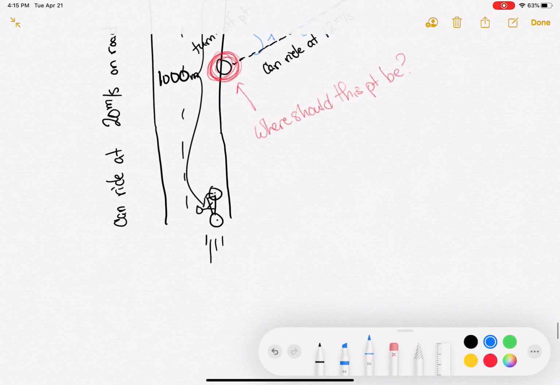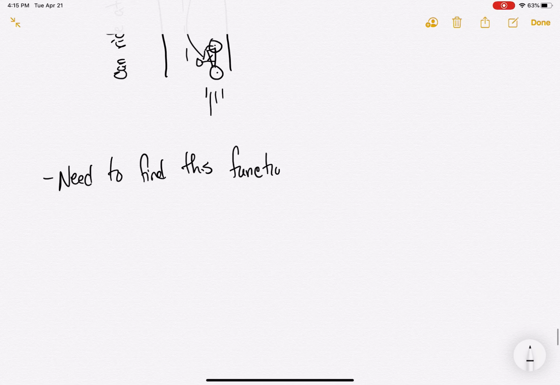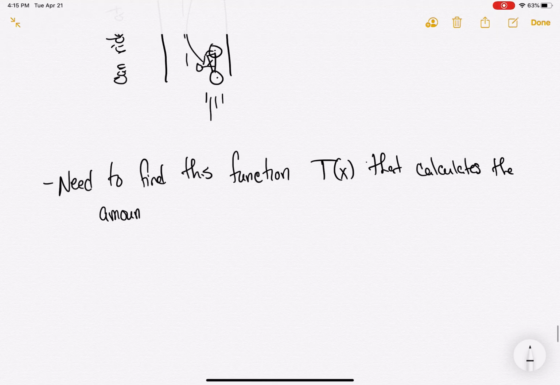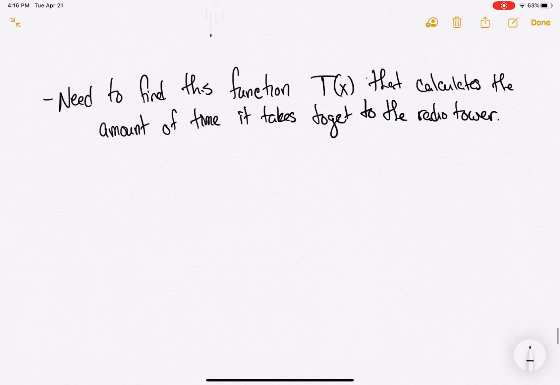So what do I need to know here? Well, I need to find this function, t of x, that calculates the amount of time it takes to get to the radio tower. So let's see if we can manage this. T of x.